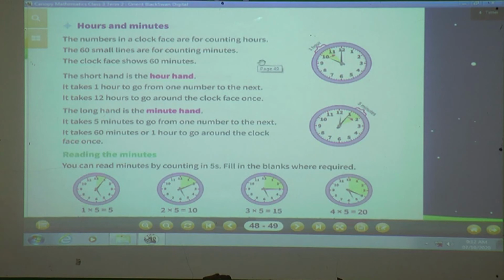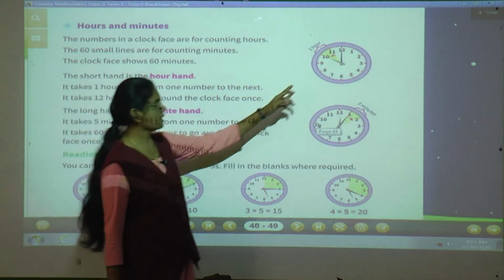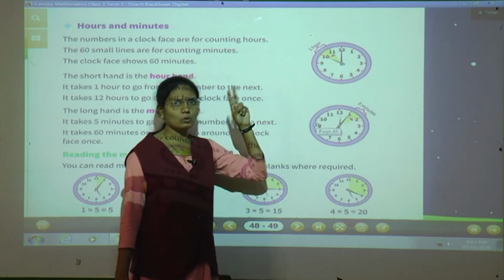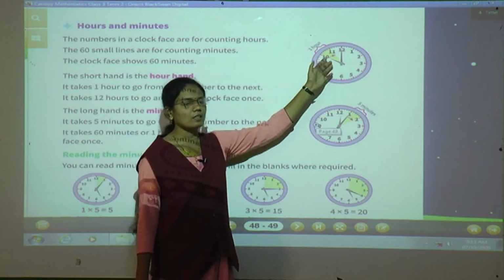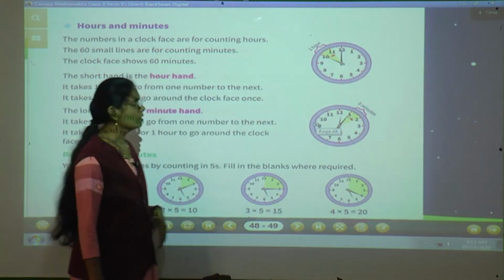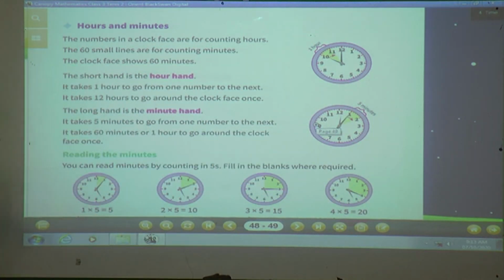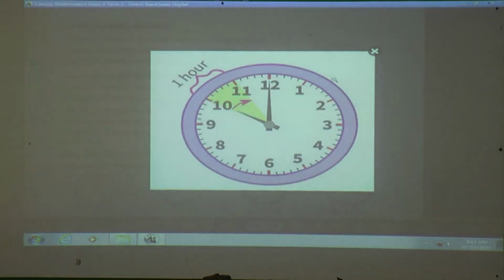Now here you know very well 60 minutes is equal to 1 hour. Then in the clock you can see there are two hands. One is short and one is long. The short hand is the hour hand.